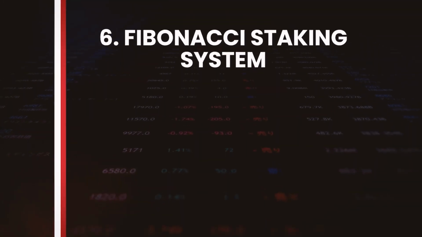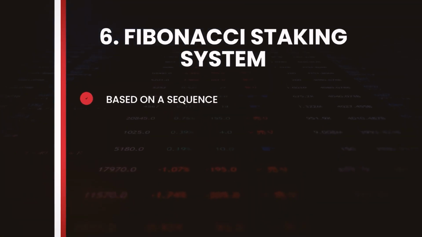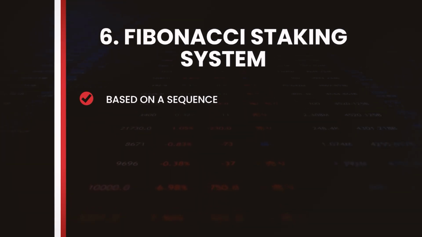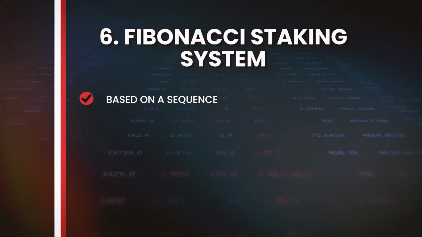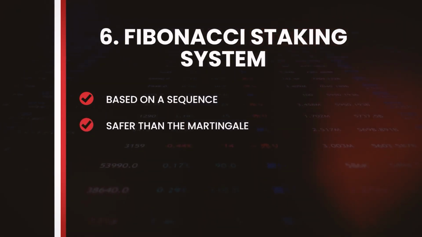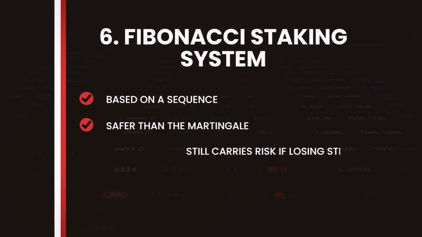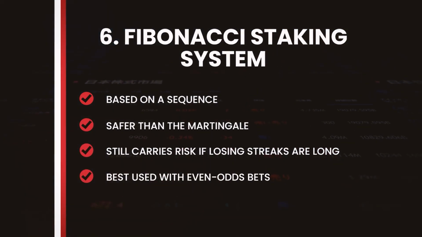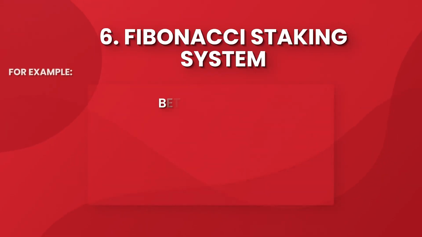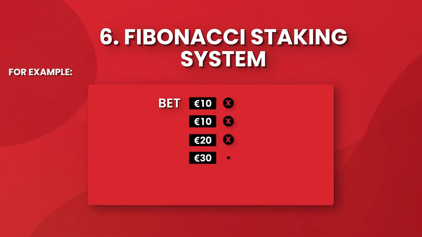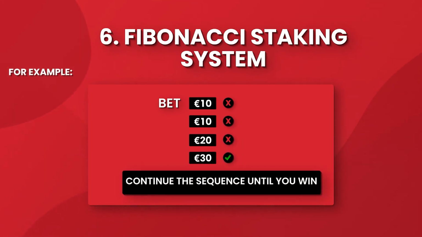Number 6 is the Fibonacci staking system. It's a progressive strategy using the Fibonacci sequence 1, 1, 2, 3, 5, etc. to determine your next bet after a loss. It is considered safer than Martingale since increases are more gradual, but it still carries risk during long losing streaks. It is best used with even odds bets. For example, start with 10 euros. If you lose, bet 10 euros again, then 20 euros, 30 euros, following the sequence until you win.